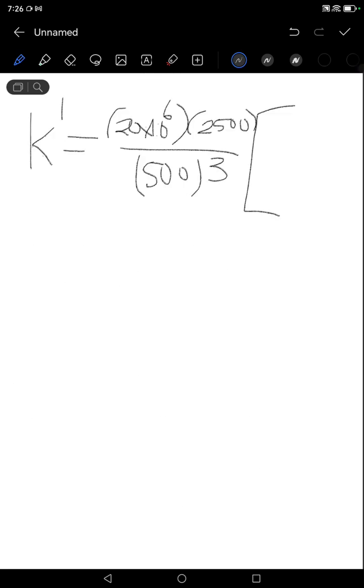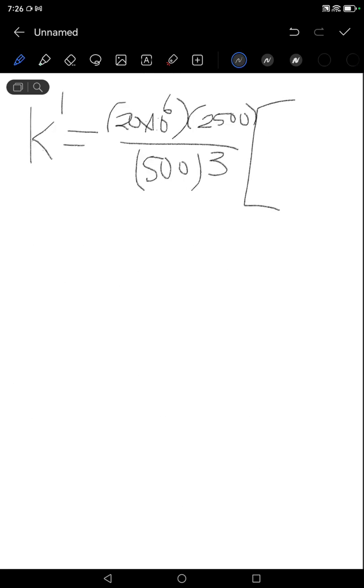Okay, and then we're going to have this 20 times 10 to the power of 6 times 2.5 over 500 to the power of 3 into, I'm going to write them here. So we're going to have 12, 3,000, and then minus 12, and then 3,000. The second row is going to be 3,000.